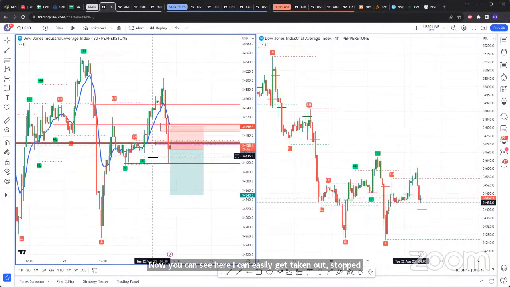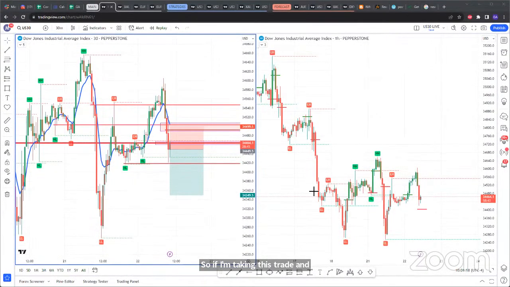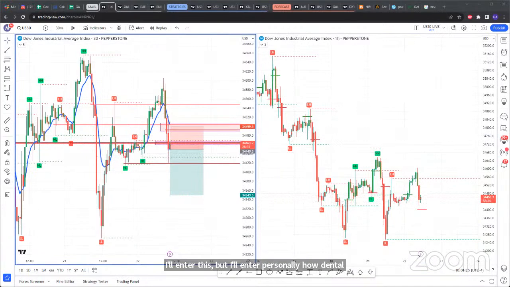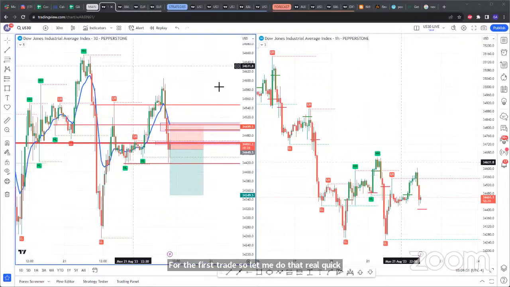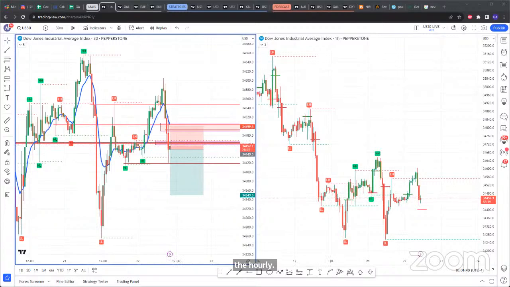So if I'm taking this trade, I'll test this out. Personally, how I would enter this trade is using a 0.25% risk for the first trade. So let me do that real quick. Again, this is on the 30. I don't trade on the 30, but it's similar to the idea on the hourly. So this one, I'll enter a sell. For me, I want it to be 500 pips.